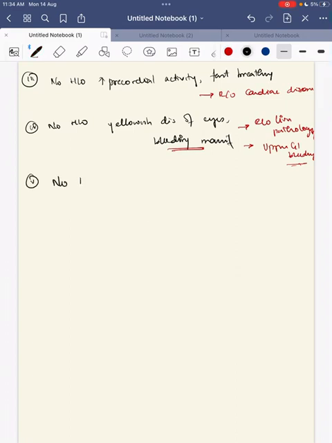Okay. Next, no history of any insect bite. So why do you ask about insect bite? One, it can be to rule out anaphylaxis. So one is to rule out anaphylaxis history.